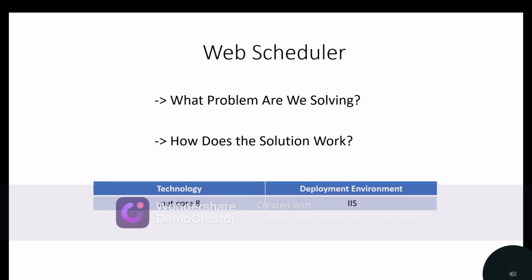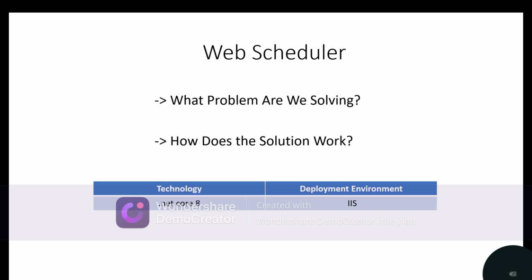Today we will be discussing a web scheduler. So what is a web scheduler? A scheduler is, I would say, something you use if you want to execute a particular job on a regular basis. Whereas if you want to execute it on the cloud side, then we can call it a web scheduler.